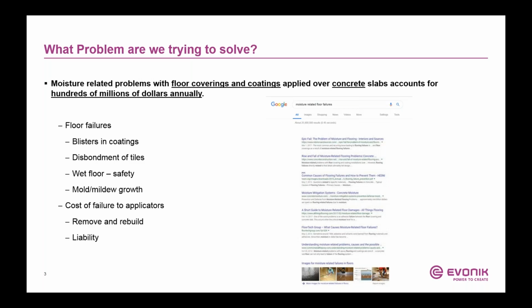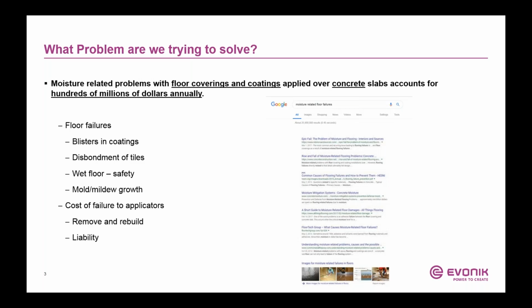Some examples of the floor failures I've listed here are blisters in coatings, again due to moisture vapor coming from the concrete. Disbondment of tiles, where moisture vapor comes up and degrades the adhesive under the tiles, causing the disbondment. Wet floors, which create safety issues. And a significant issue is mold and mildew growth, where moisture collects under the floor coverings. Over time, you have moisture, mildew, and mold problems, and that can affect the indoor air quality.